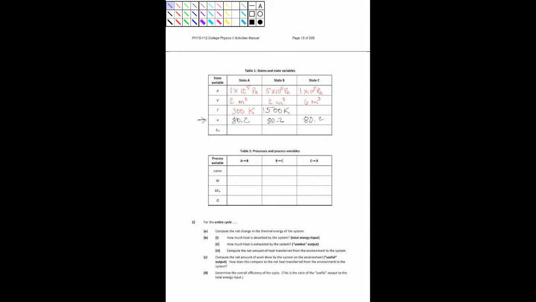And I can do the same derivation to get the temperature at state C. What you should find, and you should check this yourself, is you get 900 Kelvin. Okay? So now we have all of our state variables for our ideal gas at state A, B, or C. All right, what's left to do for table 1 is to figure out the thermal energy. And we have a nice equation for thermal energy.